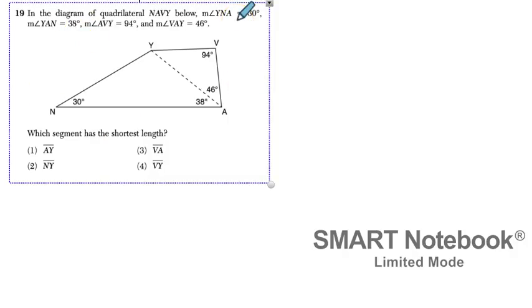Number 19, the diagram of quadrilateral NAVY. They give us a few different angle measures.